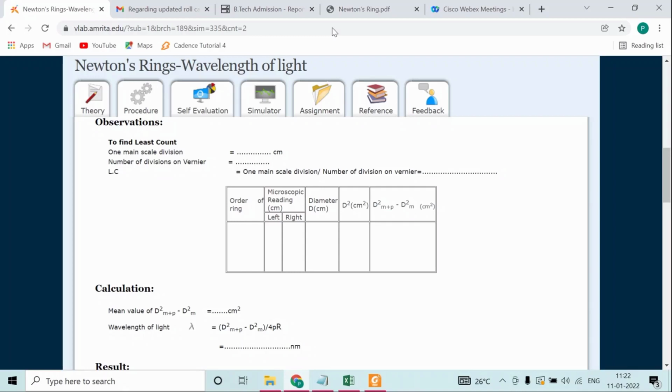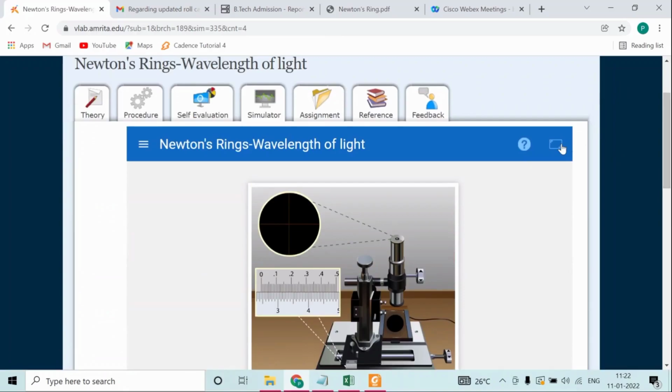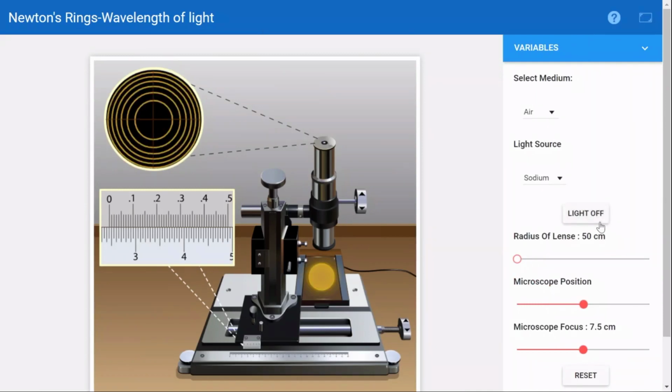So I am going into the simulator part now, and let us evaluate the results. In the first step, I will light on this source. When I light on this source, you can find various rings, right? We will take the order of rings like this. This is my first ring, this is my second ring, this is my third ring onwards.